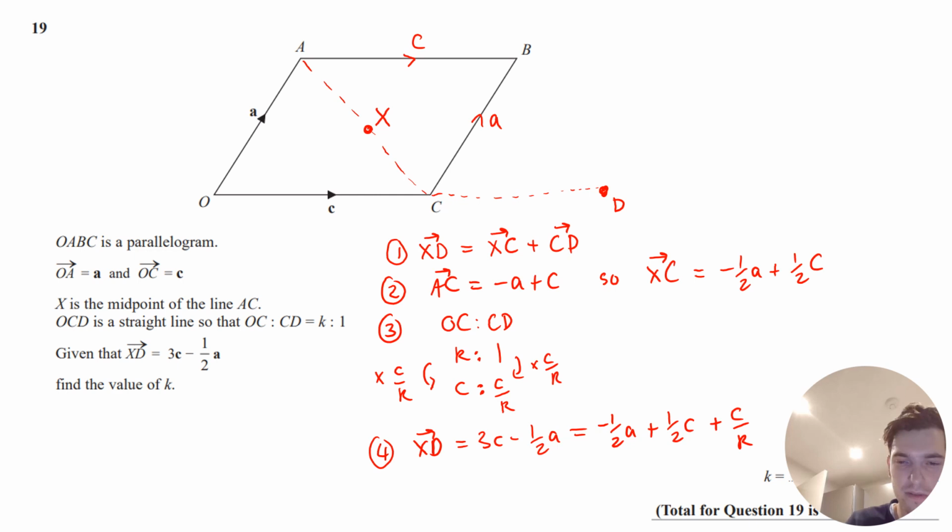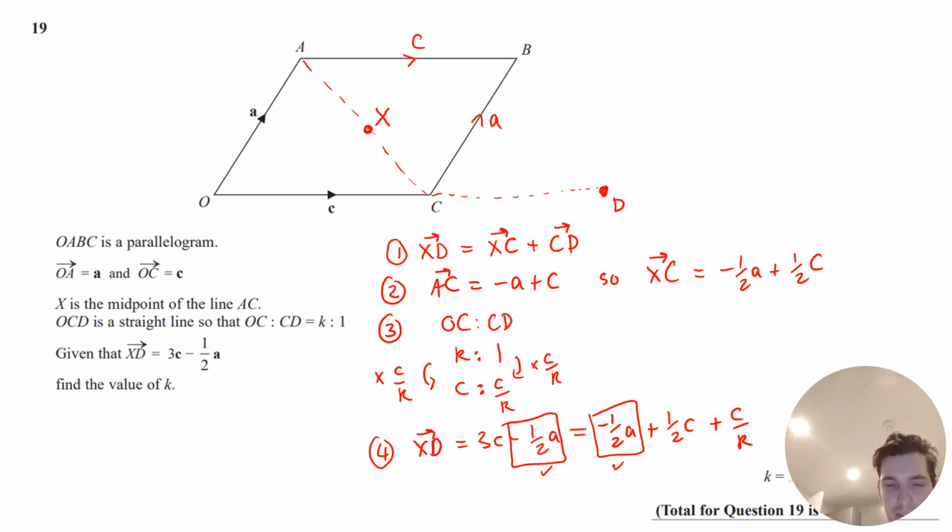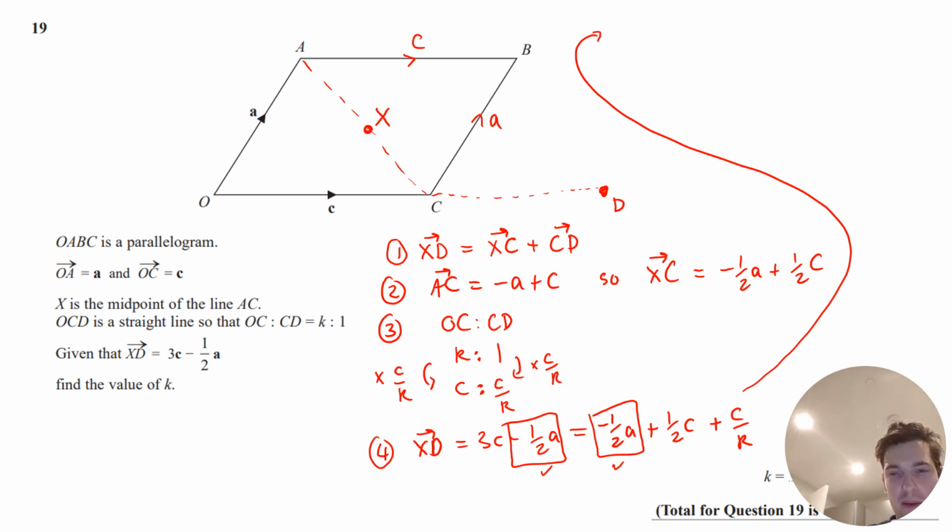Well, first of all, I notice that I've got minus a half A here and minus a half A here, so that's good. So I'm going to kind of tick that. But now I need to compare my C coefficients. So on the left-hand side, I got 3C. I'm just going to continue it up here. So, comparing my coefficients of C. So I got 3C equals a half C.